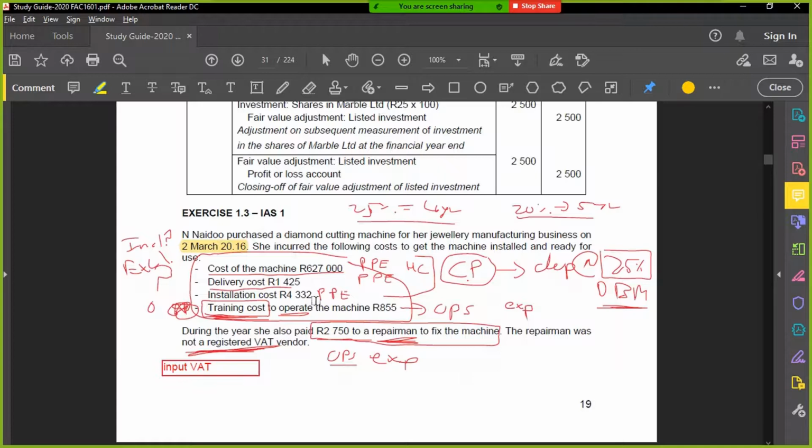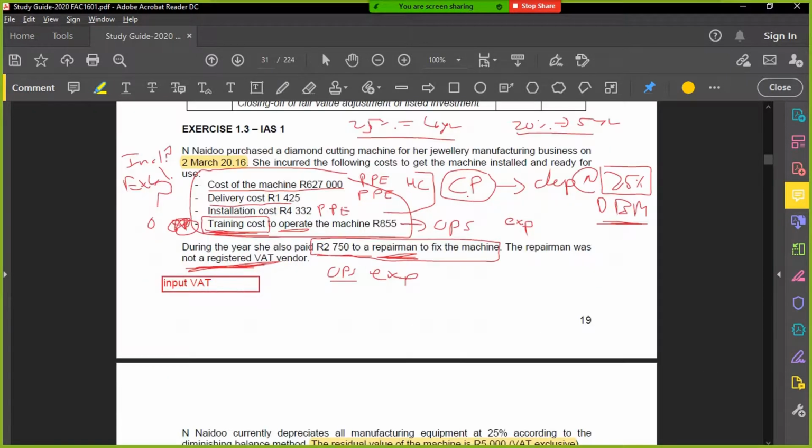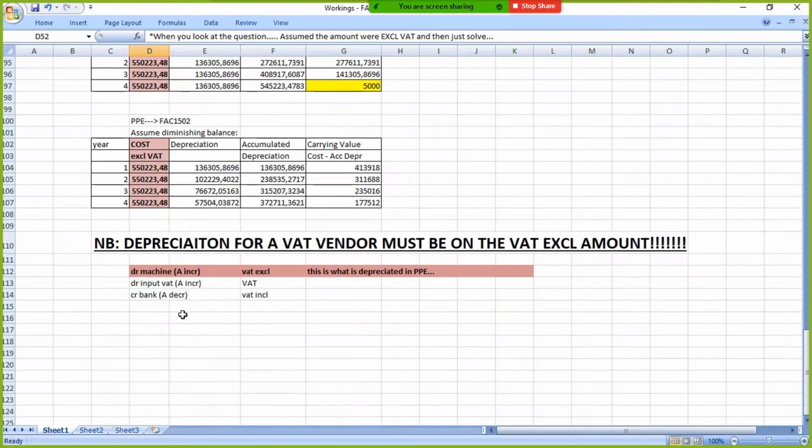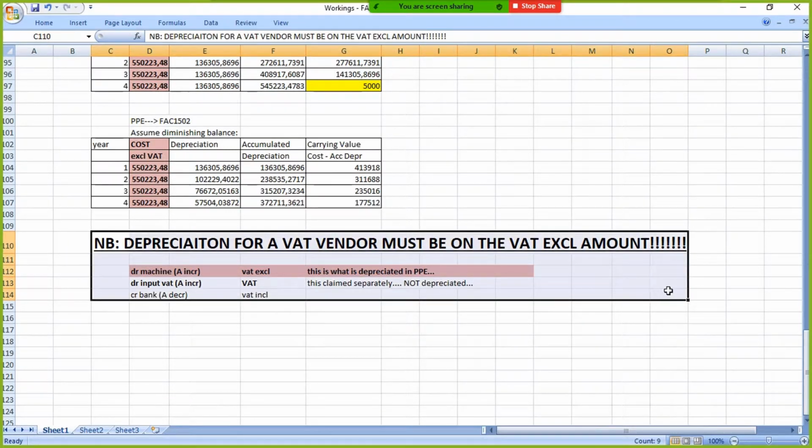So just remember, when you do questions, you need to identify the VAT exclusive amount for property, plant, and equipment before you do the depreciation. Why do you do that? It's because of the reasoning we had here. Businesses get to claim the input VATs. This is claimed separately, not depreciated. Is that all right? Yes. Okay, good.